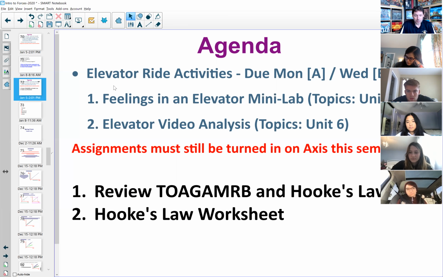And it's odd, when I stopped to think about what I had planned was that today we would actually start introducing Hooke's Law as a lab. And if we had been on campus first semester, you would have been doing labs all the time, and you would have been using this TOAGAMRB acronym every week. And we haven't used it, but the College Board exam always asks questions about lab.